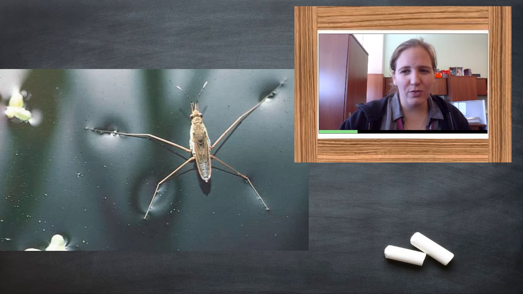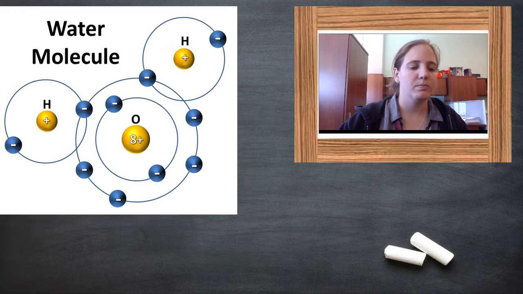But how does surface tension happen? What about water allows it to happen? Remember that water is a molecule. It's made up of 2 hydrogen and 1 oxygen. Oxygen is a bigger atom than hydrogen.